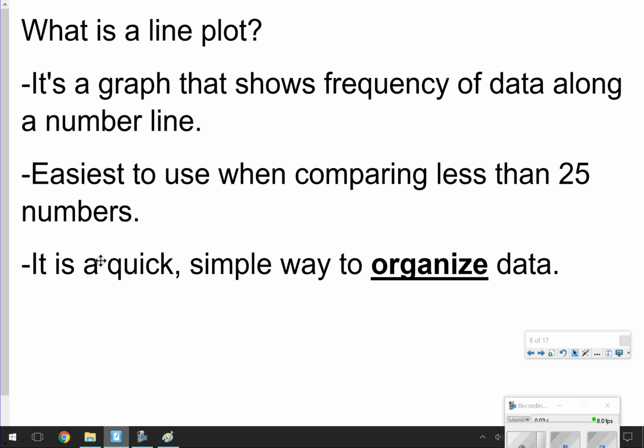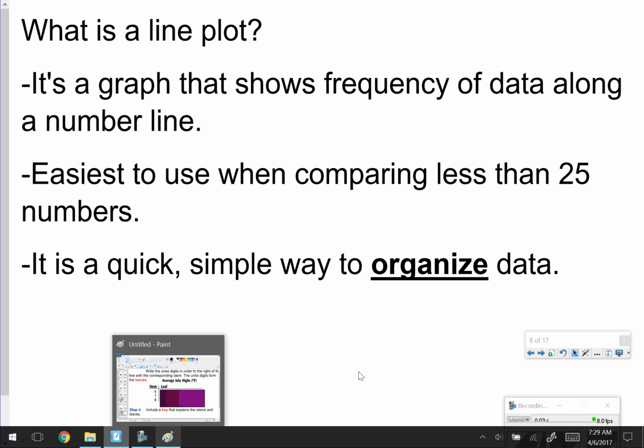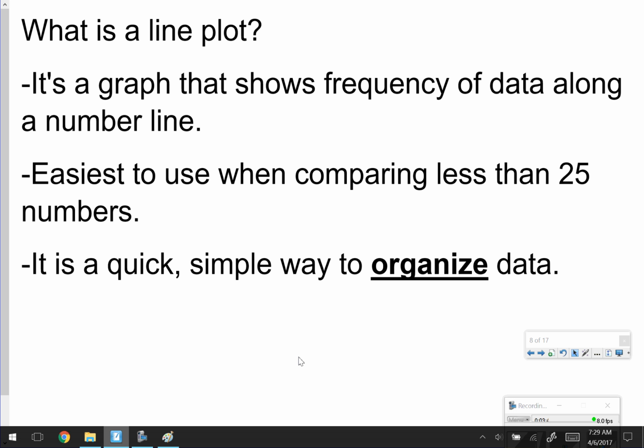The next thing we're going to talk about is a line plot. And these are actually really, really easy. It's basically a graph that shows the frequency of data along a number line. It's easy to use when you're comparing less than 25 numbers, and it's a quick, simple way to organize data. You don't necessarily have to write these notes down, but if you want to, feel free to pause and jot these down for reference. Let's take a look at what line plots are.